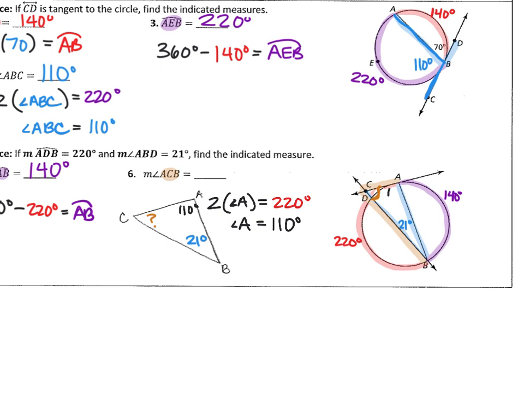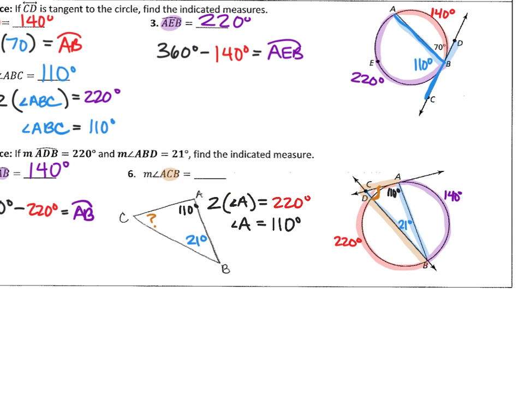Okay, I know that this angle is 110. I know that that means my angle A is 110. Throw it back to triangles. What do all triangles add up to? Ooh, that's circles. Triangles. 180. Yeah, circles are 360, triangles are 180.